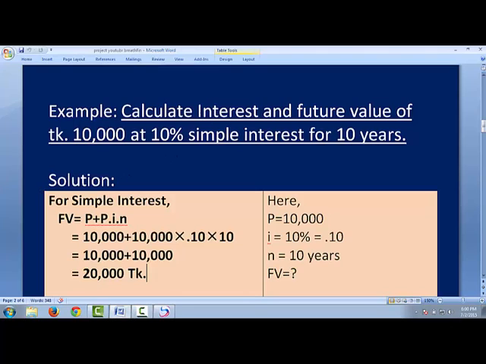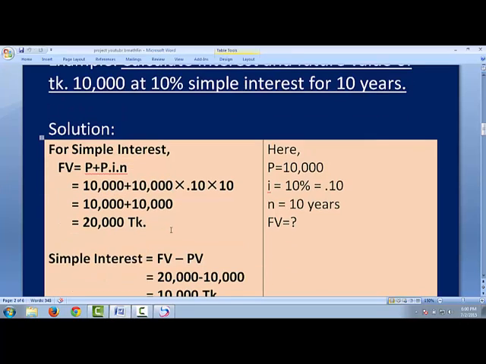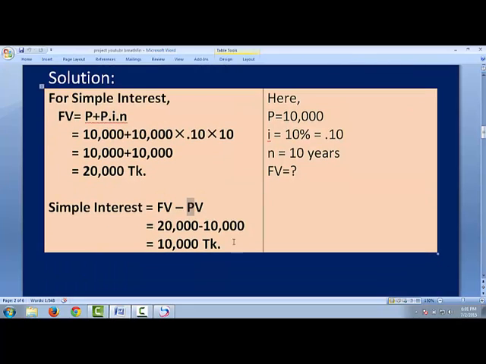Now we calculate interest. Interest is the difference between present value and future value. So simple interest is equal to FV minus PV. Here FV means future value and PV means present value. FV is equal to 20,000 taka minus PV is equal to 10,000 taka. After subtracting, we get 10,000 taka.